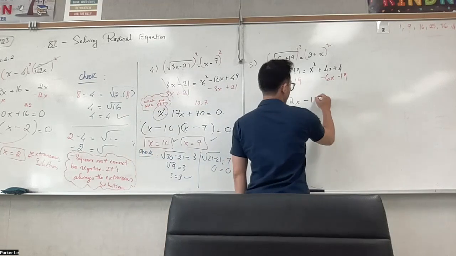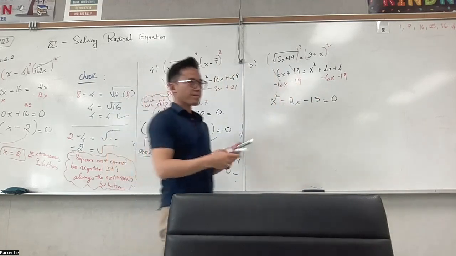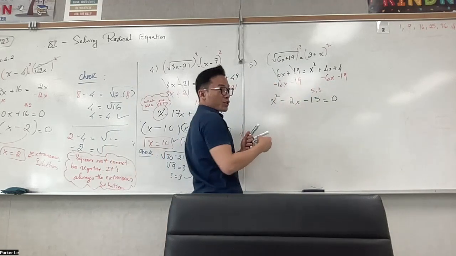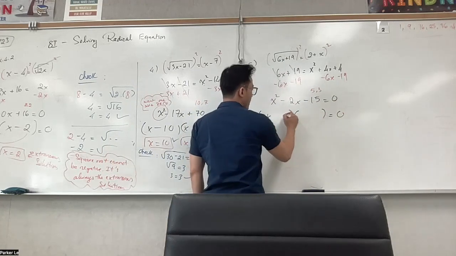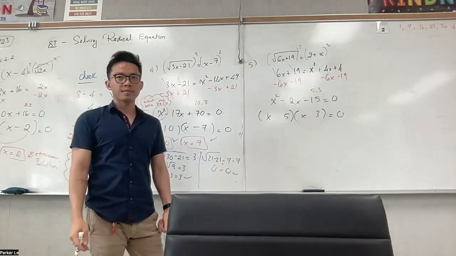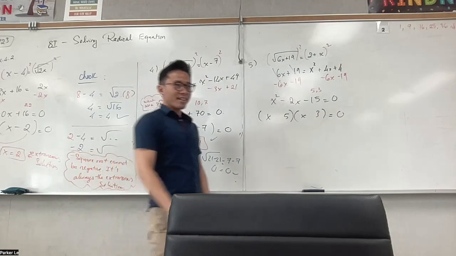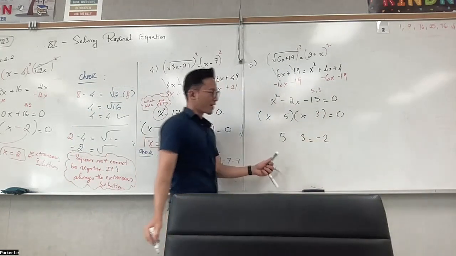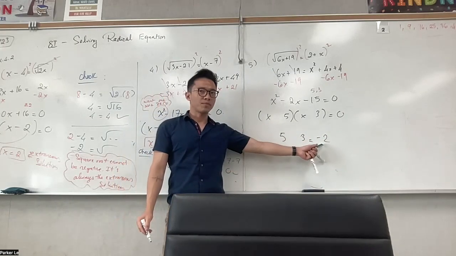Negative 15. What two numbers multiply to 15? 3 and 5. And 5 and 3 can give you 2, right? So I think that is the one. So (x + 5)(x - 3)? What are the signs of 5 and 3 that can give you negative 2? Negative 5 and positive 3. Fill in the blank: what is plus and minus to get negative 2?